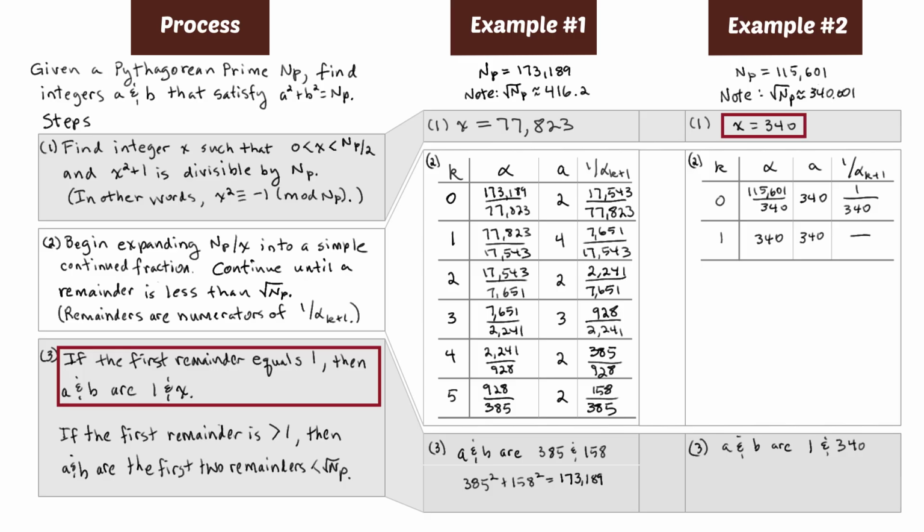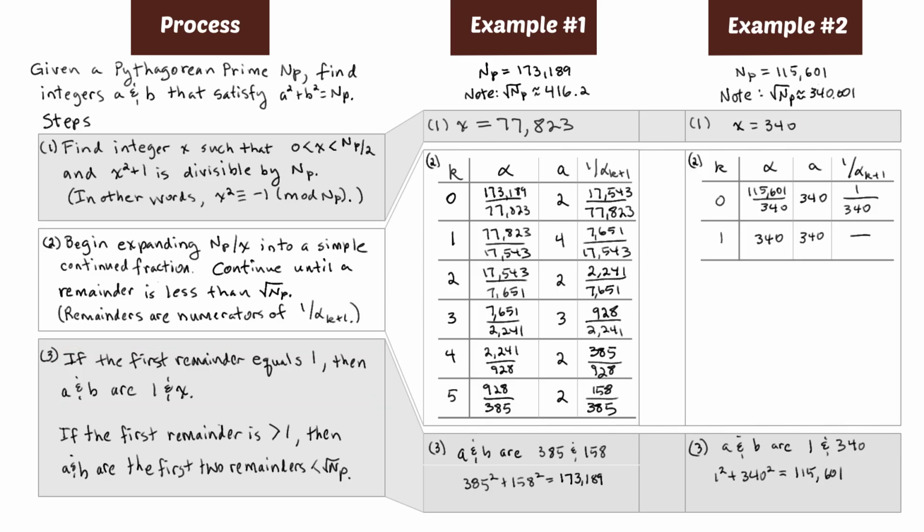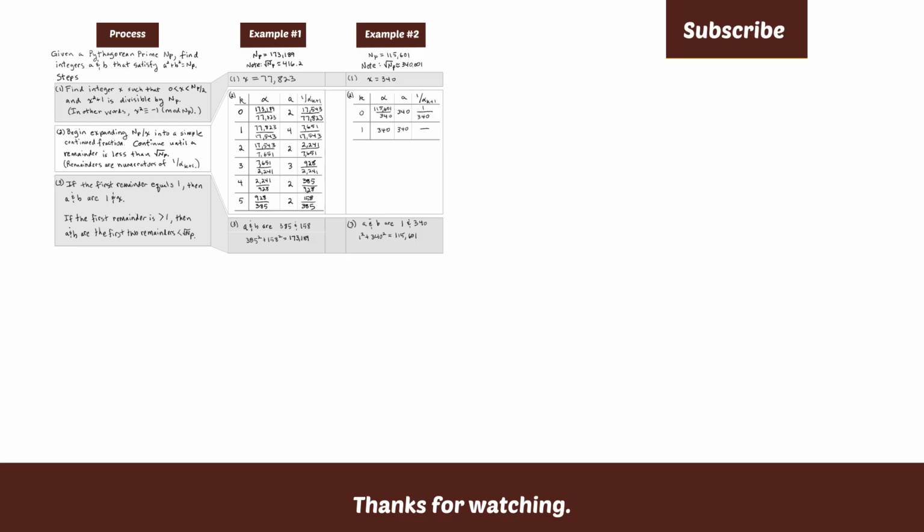We can check to make sure that when we sum their squares, they add to n sub p. They do, so this a and b satisfy the equation. I realize this might seem complicated, but try to do some examples yourself. After you do this a few times, it starts to seem less complicated. In this video, we wrote down a process for using simple continued fractions to decompose Pythagorean primes, and we worked a couple of examples. That's all for now.